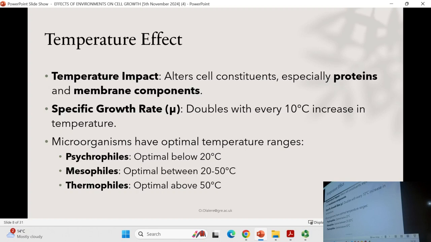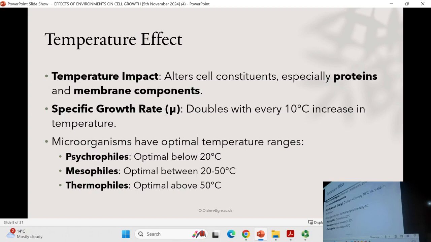So temperature effect. That's the first parameter. Temperature impact alters cell constituents, especially protein and membrane components. The rate doubles with every 10 degrees C increase in temperature. So in most cases, your growth rate increases as temperature increases, depending on the microorganism you are dealing with.